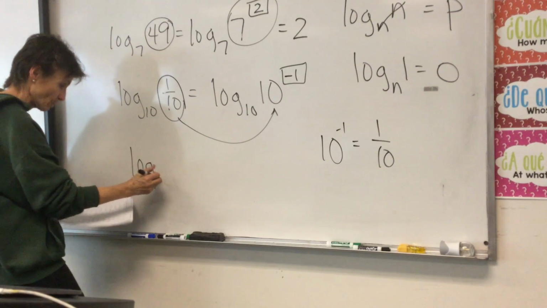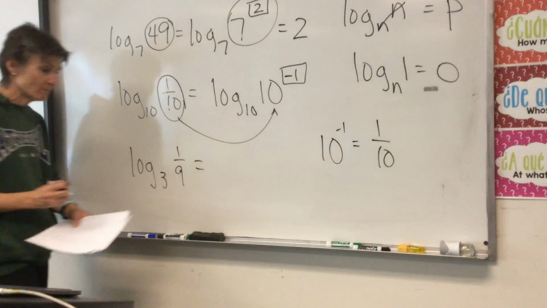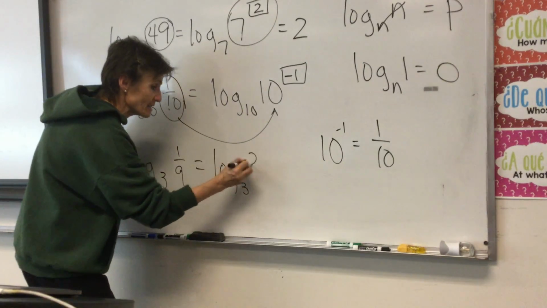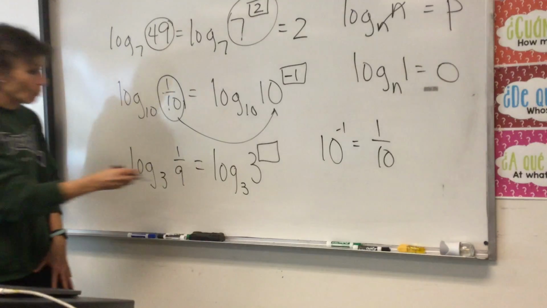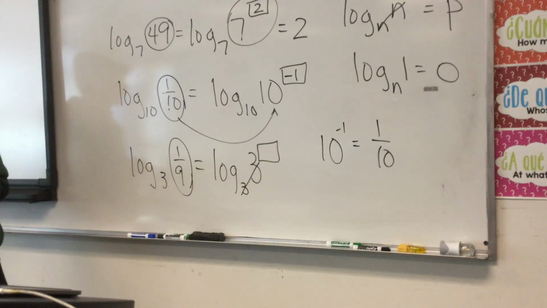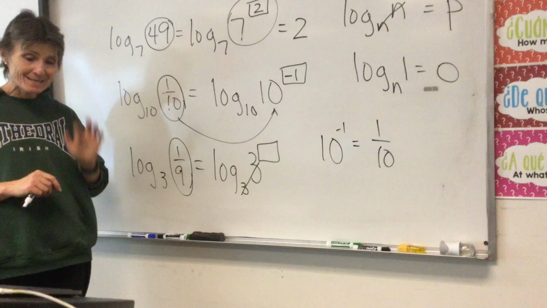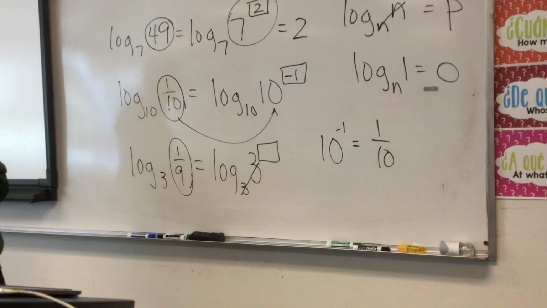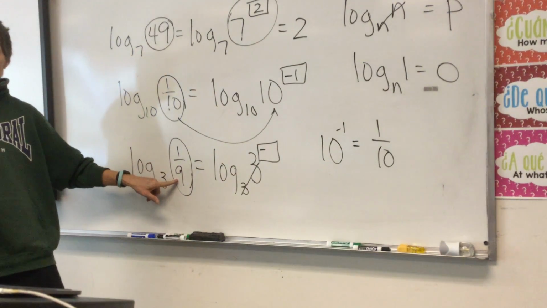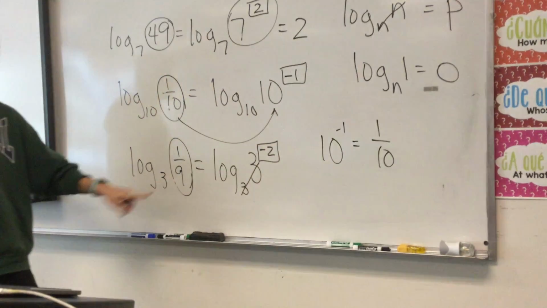All right, now see if you can figure this one out. This one's a little bit trickier. Your focus, guys, is to make this the log base 3 of 3 to a power. You want these two numbers to match. So you have 1/9. How do you change 1/9 into 3 to a power? What power would it be? It is negative, there's no question about it. You've got a 1 over, folks. 9 is 3 squared, so that will just be negative 2.